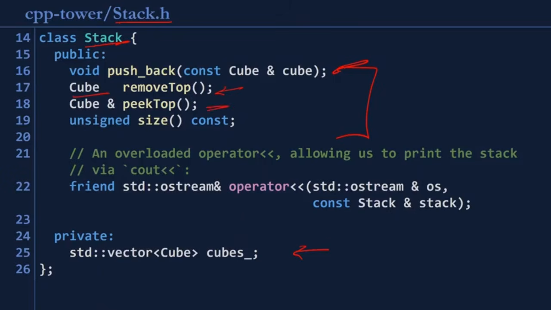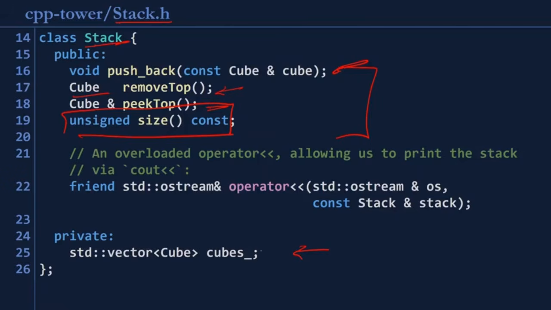So peek top is only going to return that memory without removing it from our internal data structure. So we can either remove the entire cube or just look at what cube's on top. And then we have our last public member function, which is the size. The size function tells us how large the stack is. It may be 0 cubes, 2 cubes, 5 cubes, 3 cubes, whatever.